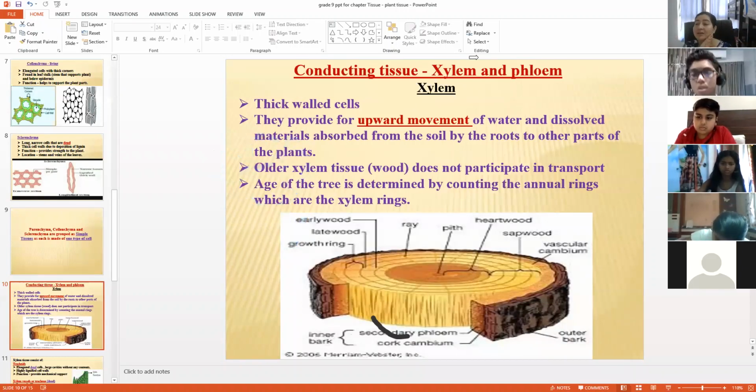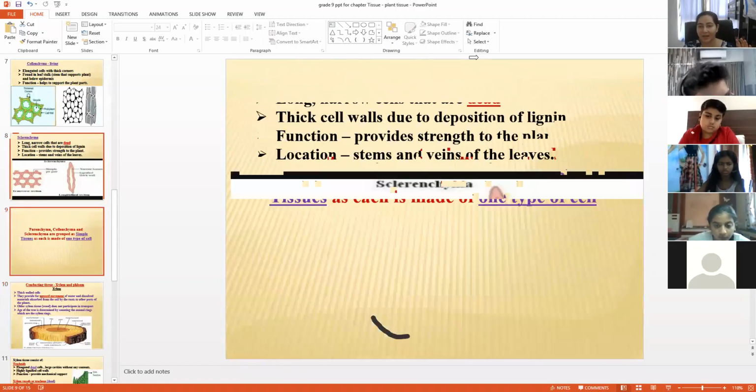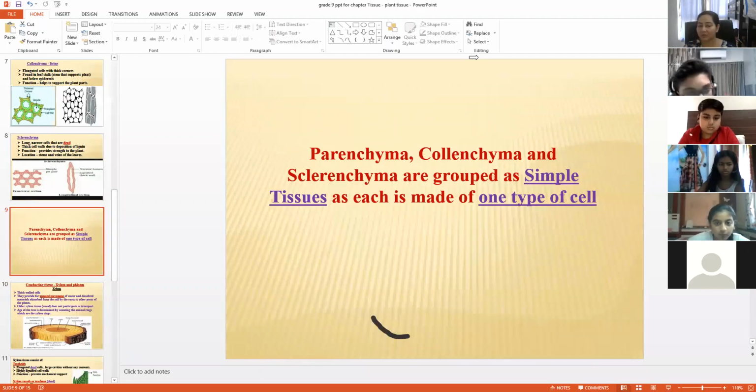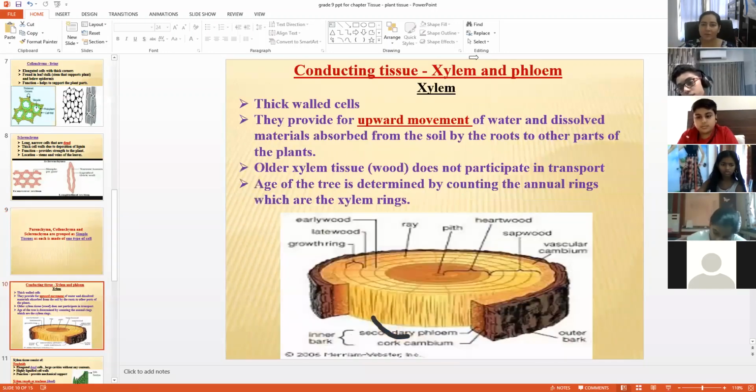However, there are living tissues and dead tissues. Not all of them are dead. Some are still living. Like how we learned in parenchyma, collenchyma, and sclerenchyma. Out of these three, parenchyma and collenchyma were living. Only sclerenchyma was dead. Understood? The same thing happens with xylem and phloem also.